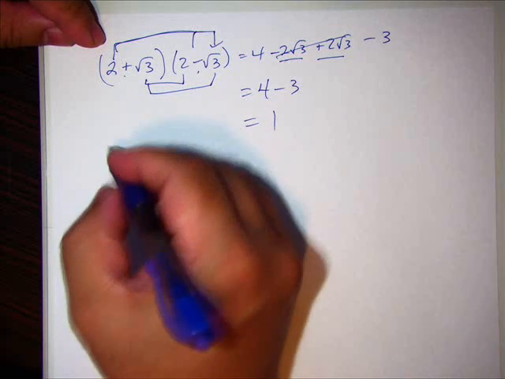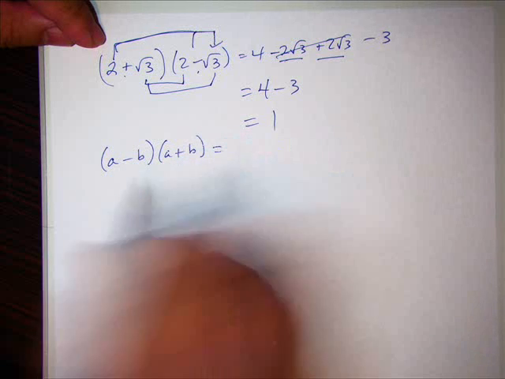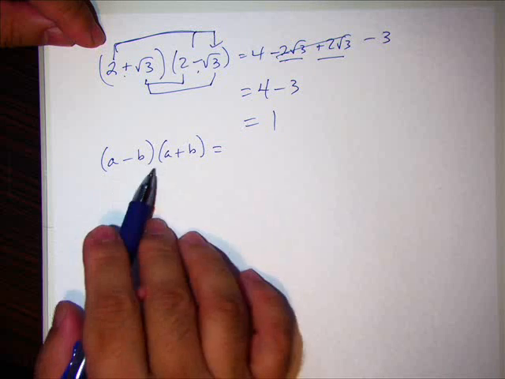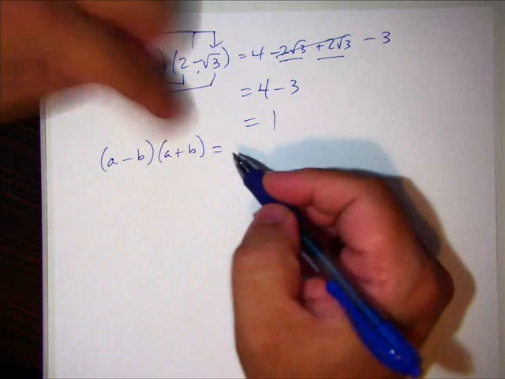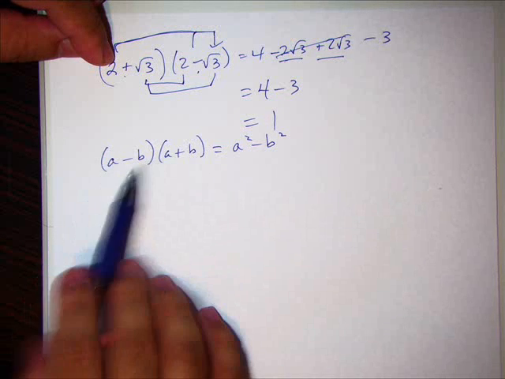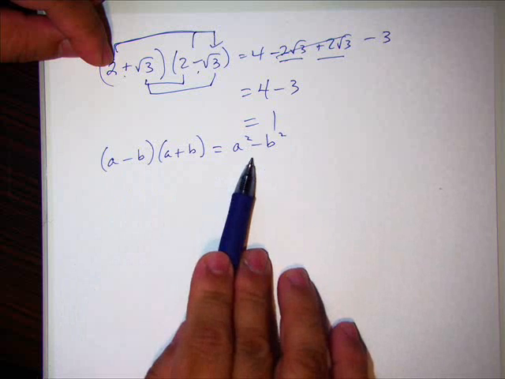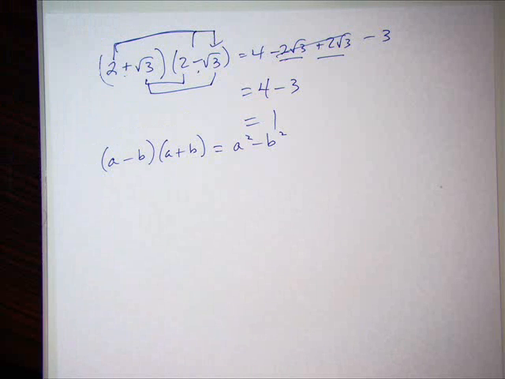This is based on the idea that a minus b times a plus b is the factored form of the difference of two squares. When you multiply this, you simply get a squared minus b squared. So if you have this form, you can just square the first term, square the second term, and put a minus sign between them.